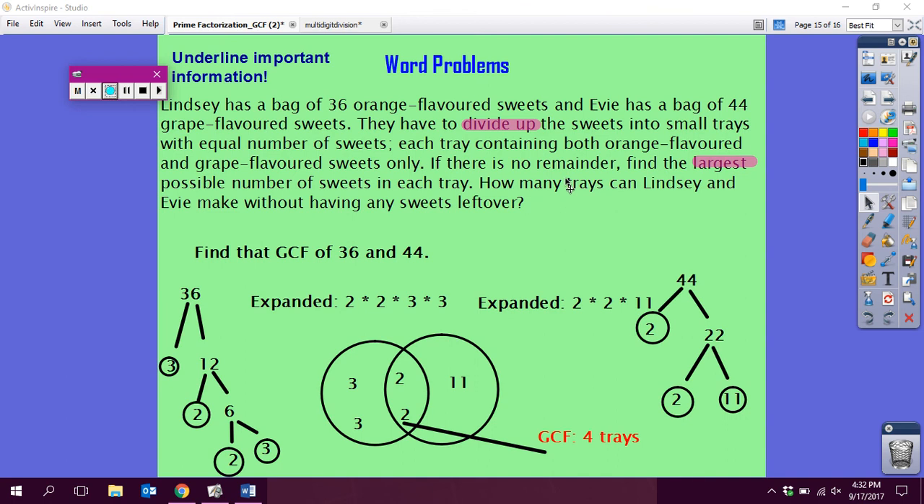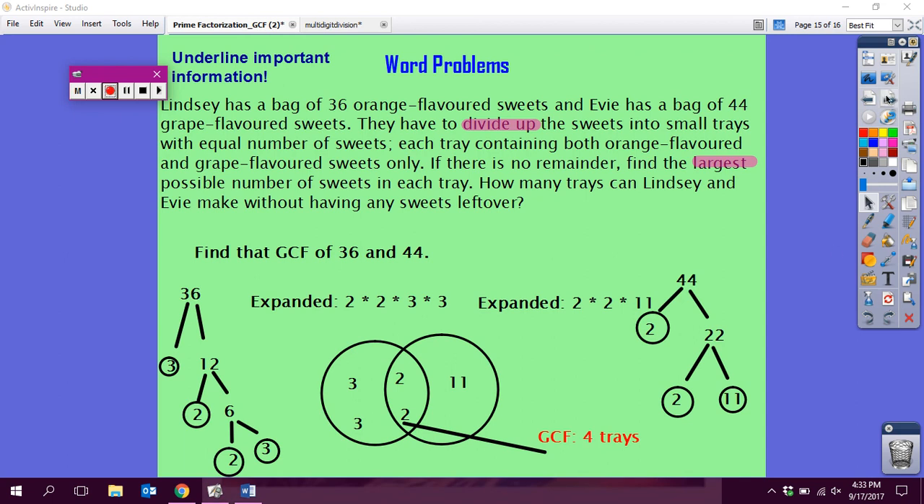Okay, so you guys should see my work below. I broke down 36, and remember, it does not matter what multiplication fact you chose to begin with. You should still have the same expanded form as me. Then I broke down 44, and in my Venn diagram I placed the two things that were in common, which in this case were the two 2's, and then you multiply those two 2's, because remember they have one 2 and one 2 2's. Please do not place all four 2's in here. That is going to give you the wrong answer. Okay, so I found that the greatest common factor was 4, so they can create 4 trays without having any sweets left over.